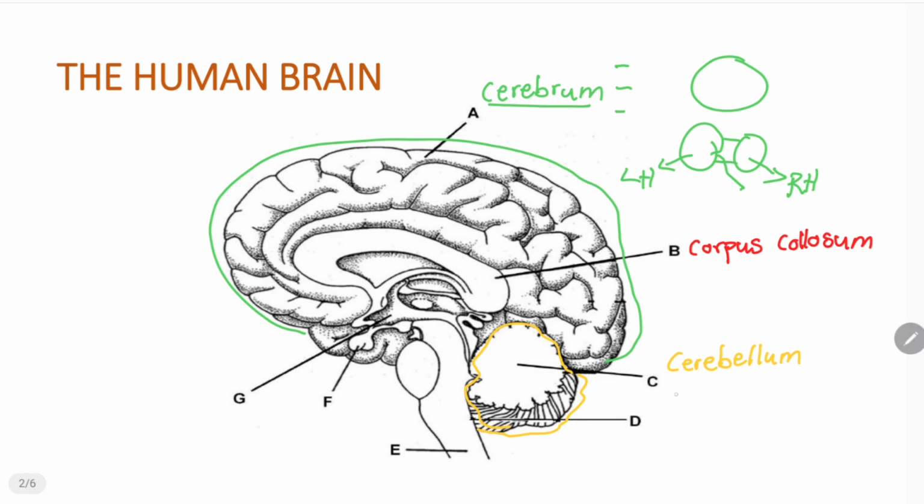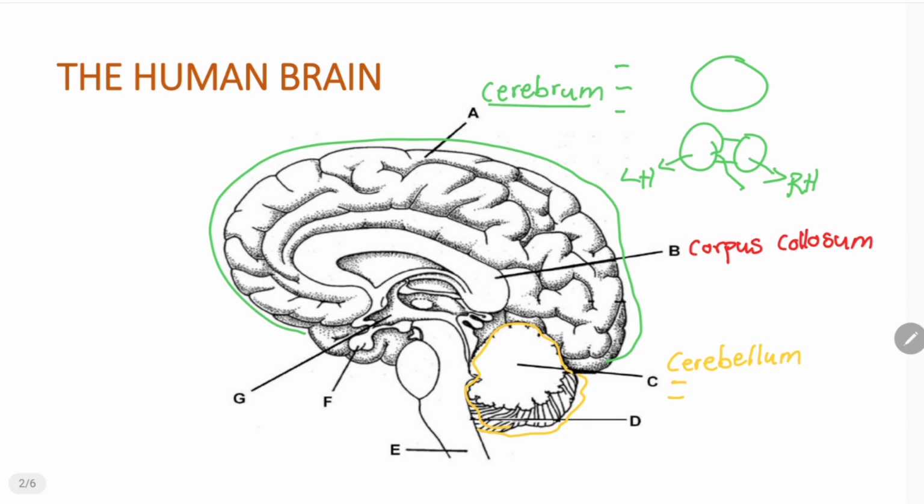Now, the cerebellum is said to have a grand total of two functions. Function number one, the cerebellum coordinates all voluntary movement. It does not control. The control part is covered by the cerebrum. The function of the cerebellum is to coordinate all these voluntary movements.